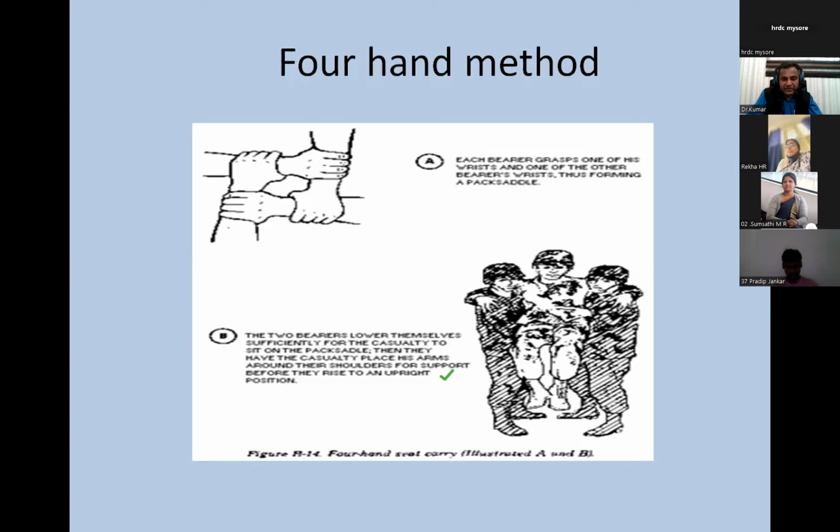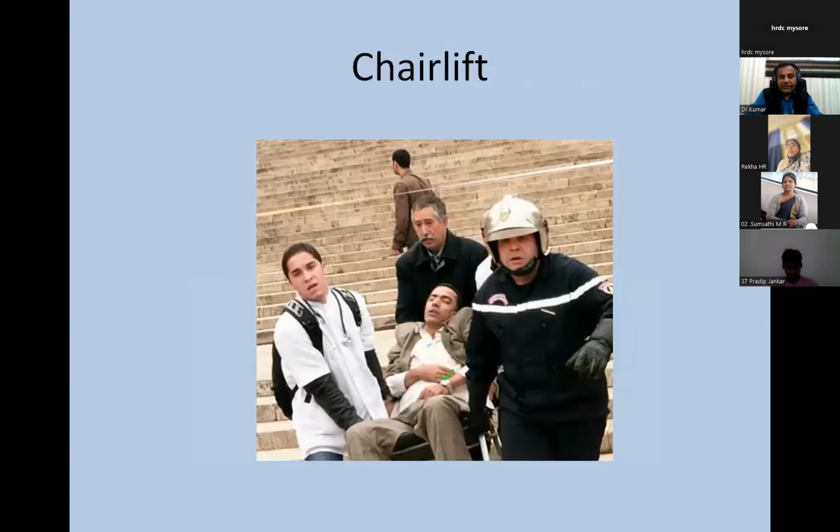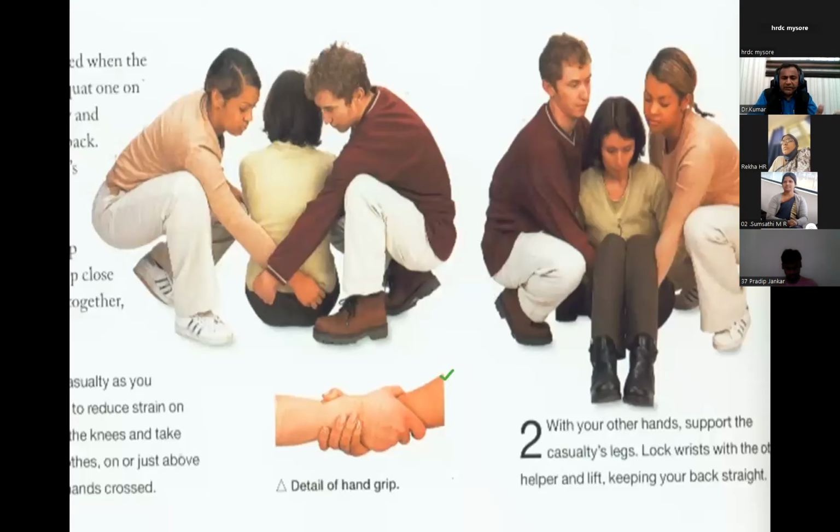Okay, fine. Next is the chair lift. If you don't have anything to lift a person, you can use a chair also as a human stretcher. So this also can be used. There are various alternate methods. This is for your knowledge. Just remember that it's not that a stretcher is required every time. We don't need a stretcher every time. We can use our hands, convert that into a stretcher.